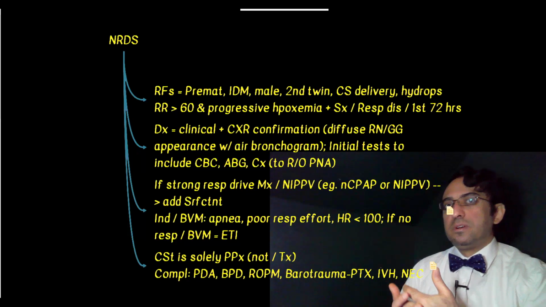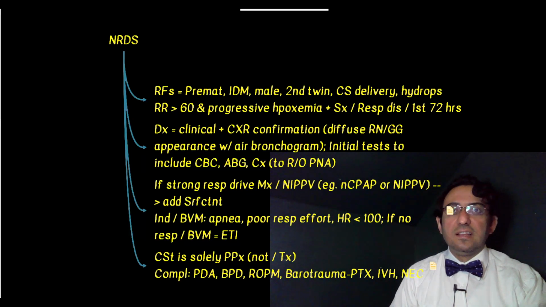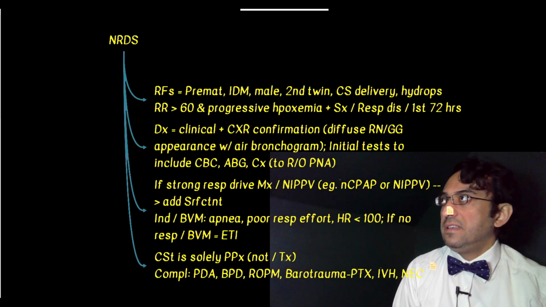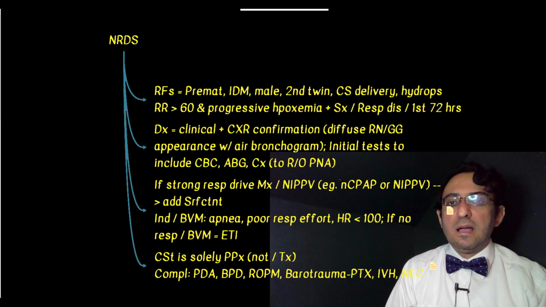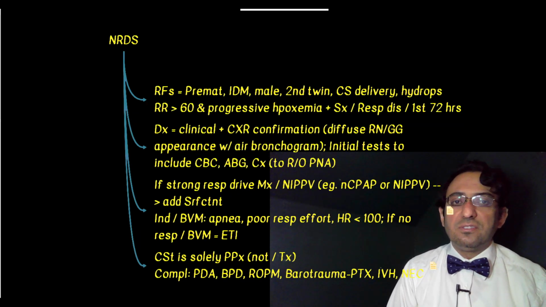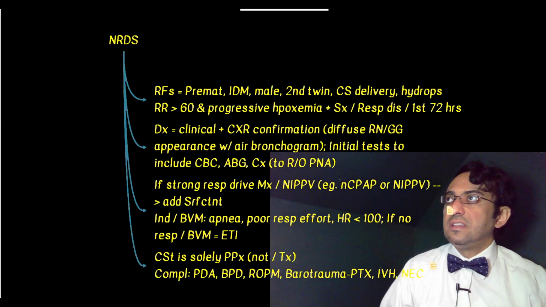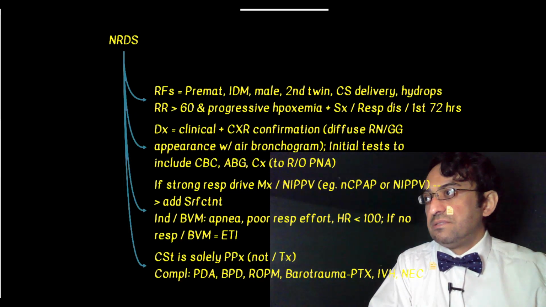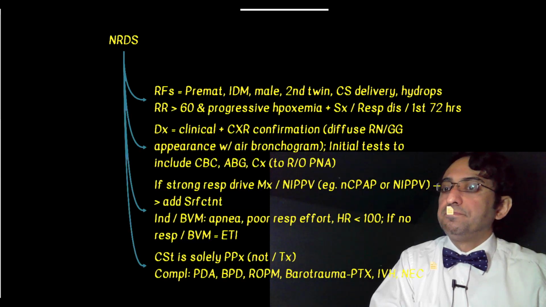This question is important, knowing the fact that it is a clinical diagnosis. Well, findings such as tachypnea for the neonatal level, that's respiratory rate greater than 60, progressive hypoxemia, and symptoms of respiratory distress in the first 72 hours of life. That's symptoms like retraction, grunting, etc.